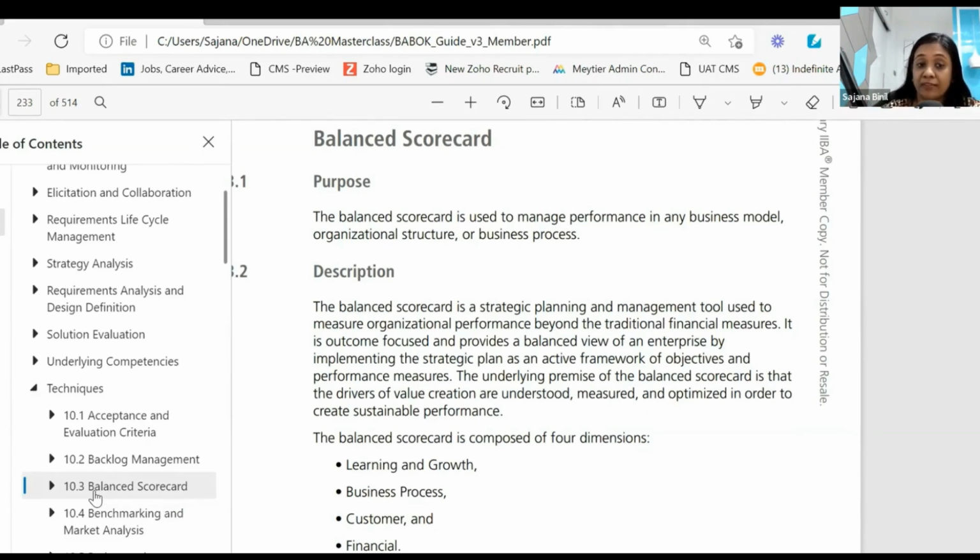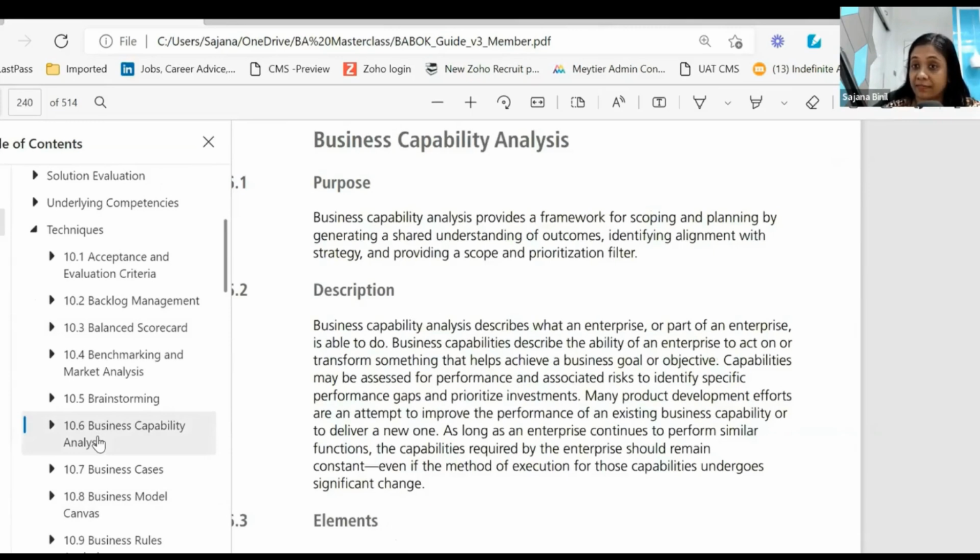On similar lines to balanced scorecard, we have something called business capability analysis. As the name suggests, what do you understand? What is this technique used for? Business capability analysis. Literally by going by the name, what you can understand. Tell me. Business capability analysis. I know it's an advanced level technique, but take a guess. What do you think business capability analysis is all about?